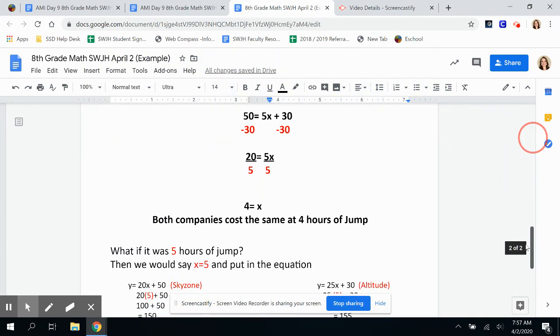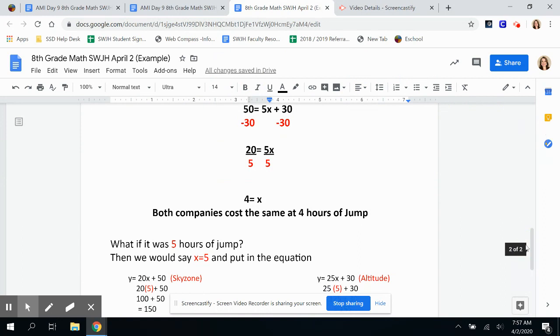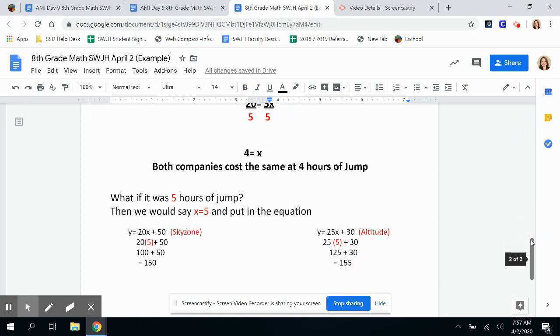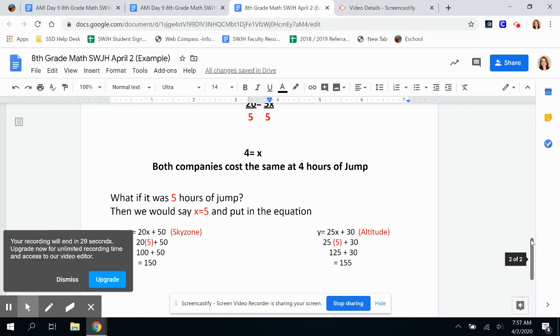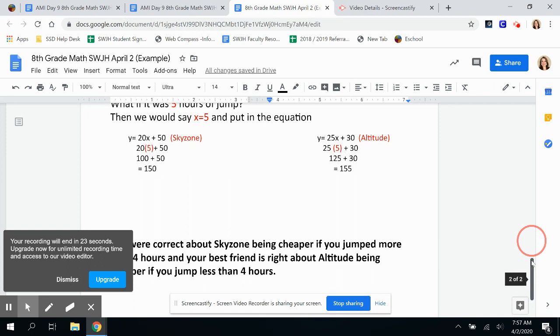But what about 5? What if it was 5 hours of jumping? We're going to go more than 4 hours. For 5 hours of jumping, you would put x equals 5 in the equation for both of them. So 20 times 5 plus 50 is 150. And 25 times 5 plus 30 for Altitude gives us 155. So Sky Zone is cheaper if you go more than 4 hours.